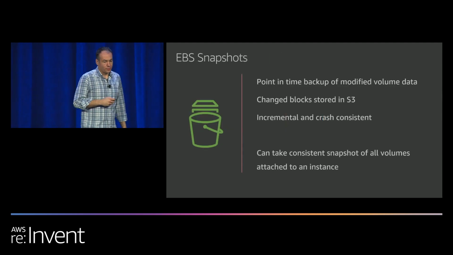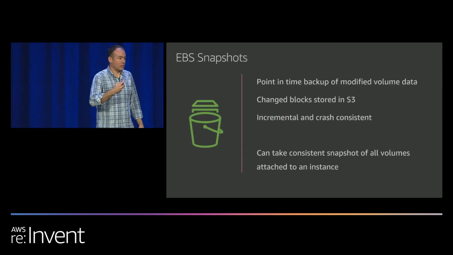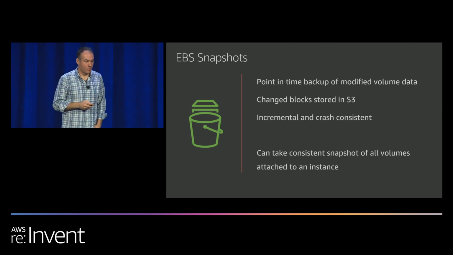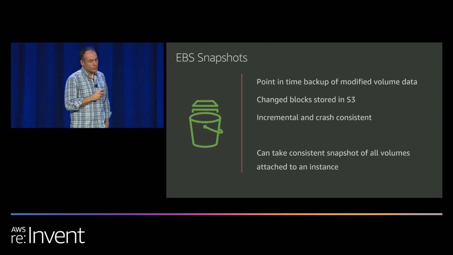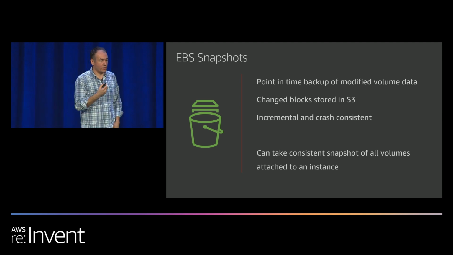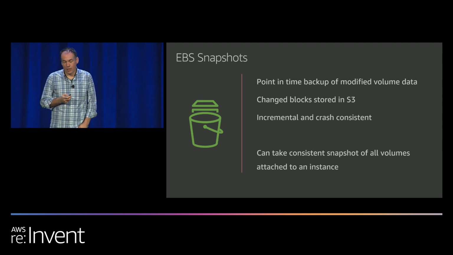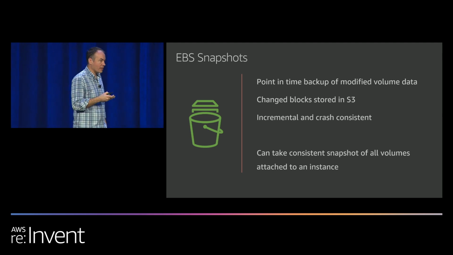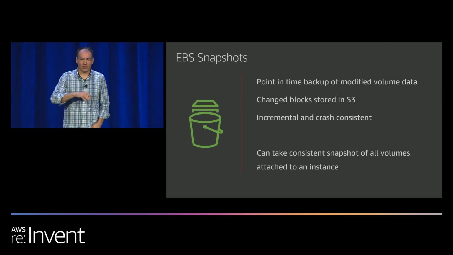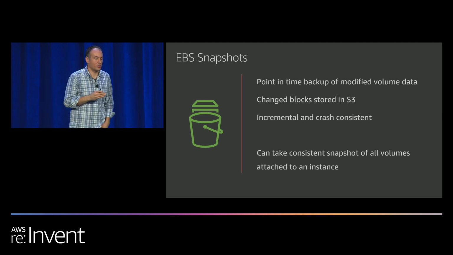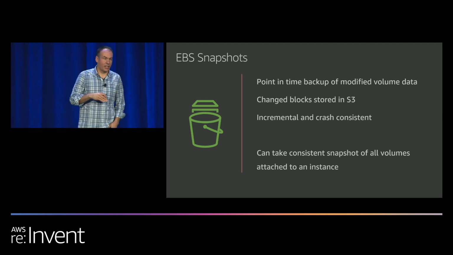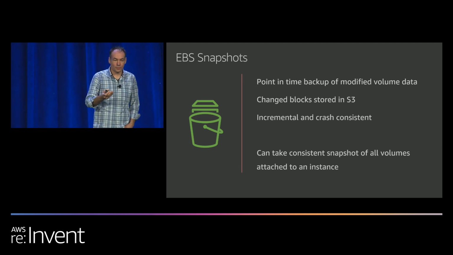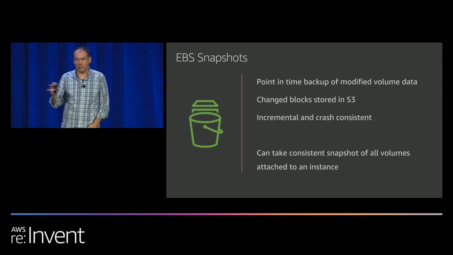So when your volumes fail, it is important to be able to recover your data. For that, we've got EBS Snapshots, which are point-in-time backups of the modified volume data. These changed blocks are stored in S3, which is a service with 11 nines of durability. EBS Snapshots are incremental and crash consistent. One of the neat things that we released this year was the ability to take a crash consistent view of all of the volumes attached to your instance. Previously, you had to, one by one, take a snapshot of every volume attached to your instance. Now, with one API call, you can take a consistent snapshot of all of them.